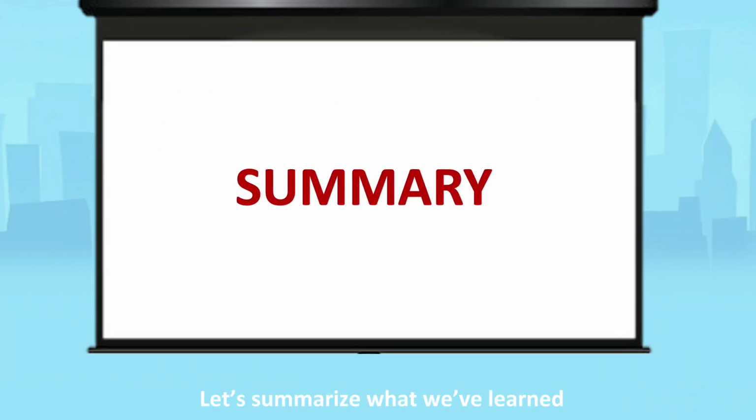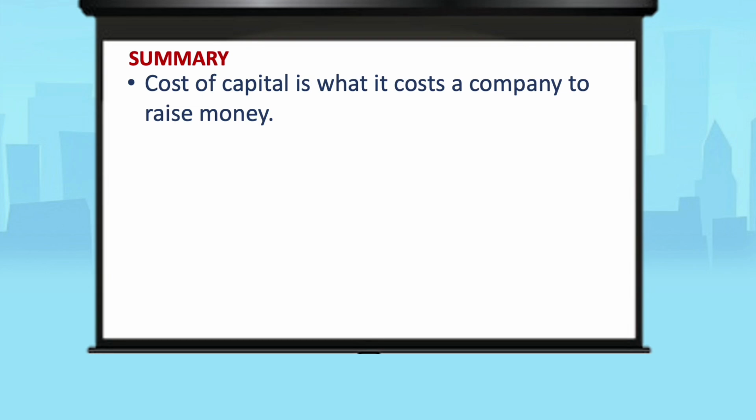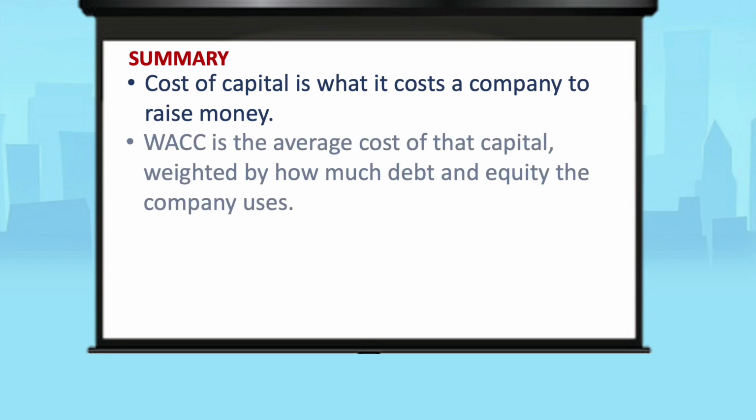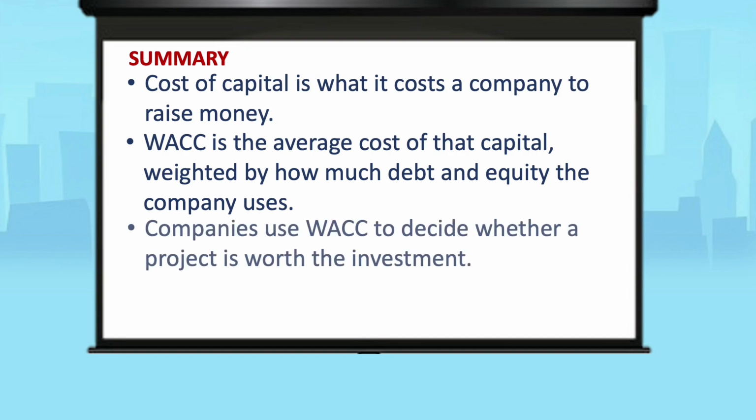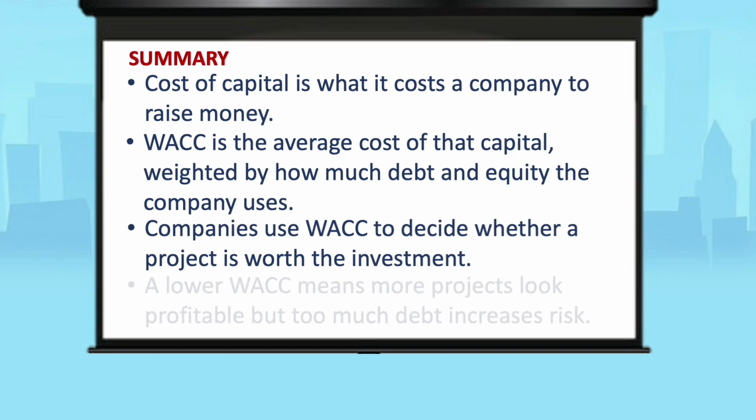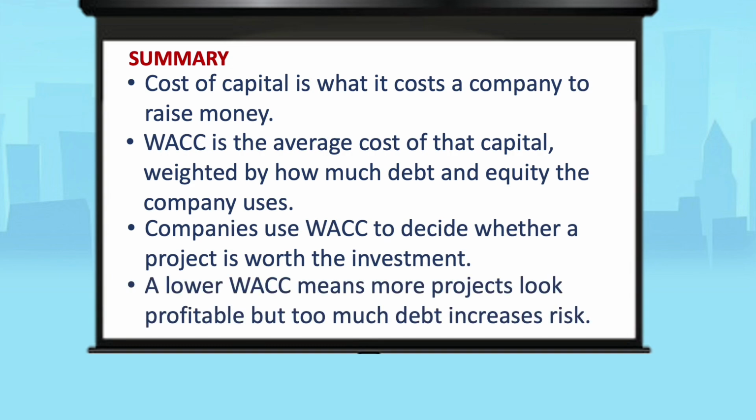Let's summarize what we have learned. Cost of capital is what it costs a company to raise money. WACC is the average cost of that capital, weighted by how much debt and equity the company uses. Companies use WACC to decide whether a project is worth the investment. A lower WACC means more projects look profitable, but too much debt means increased risk.